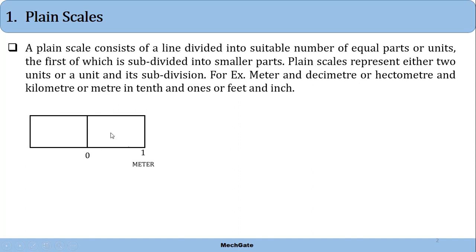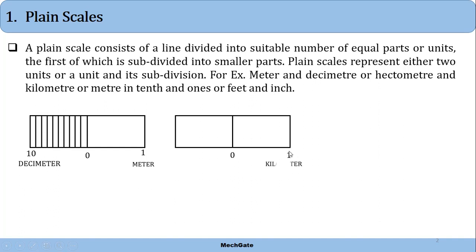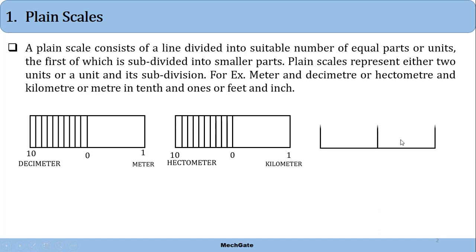So let's say one unit that I want to represent is 1 meter, which is equivalent to 10 decimeter, isn't it? So we have to divide this division into 10 equal parts. Let's say 1 kilometer, which is equivalent to 10 hectometer. So we have to divide this division into 10 equal parts. 1 foot is equivalent to 12 inch. So we have to divide it into 12 equal parts.